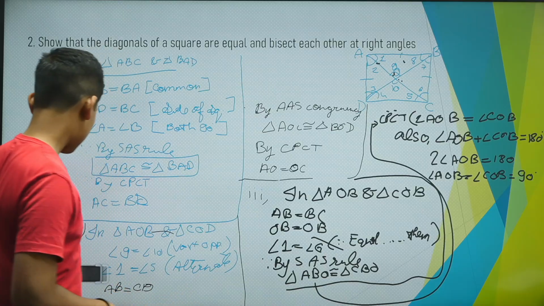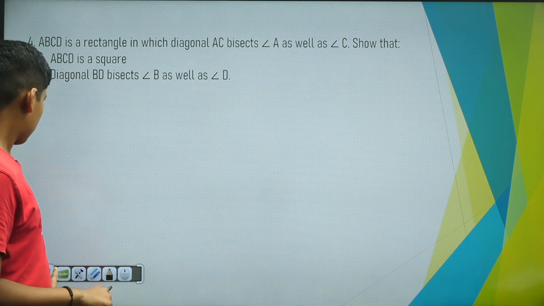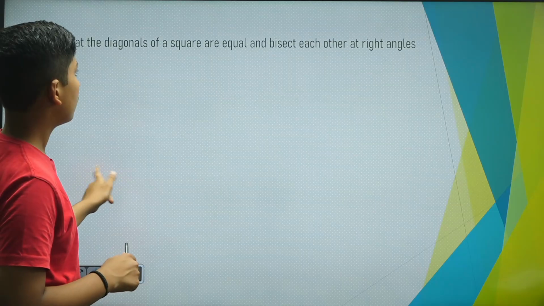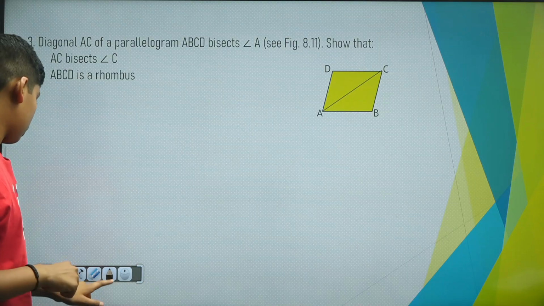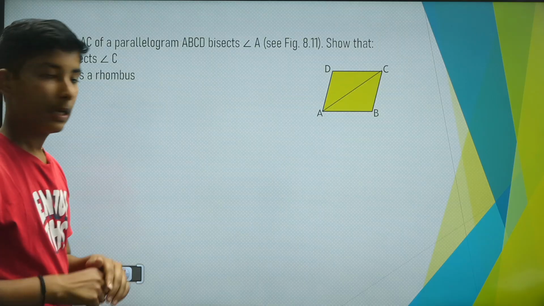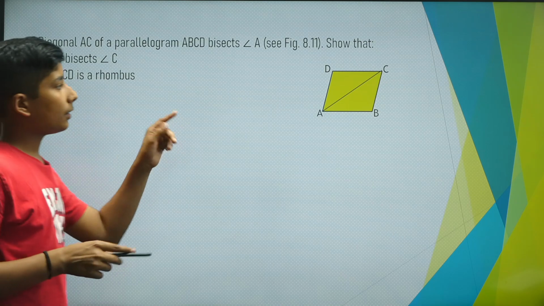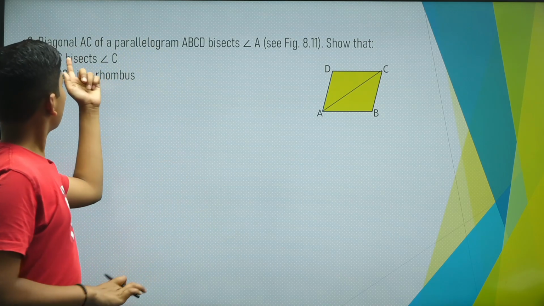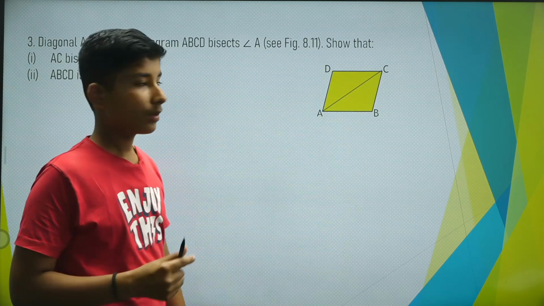Now we'll come to our last question of this video. Wait, have I done this? Oh, we'll come to our third question right now. Okay, now let's see. In this, there is a parallelogram given over here. We have to prove that diagonal AC of a parallelogram ABCD bisects angle A. Okay, it is given.